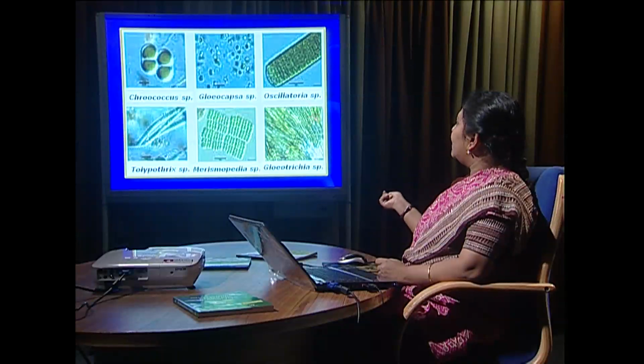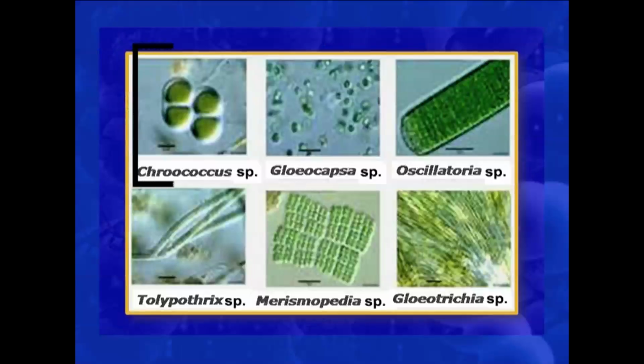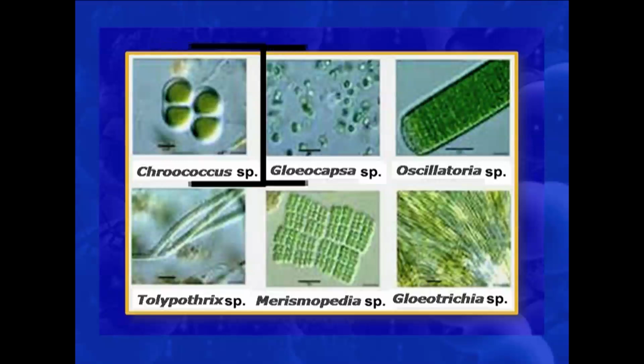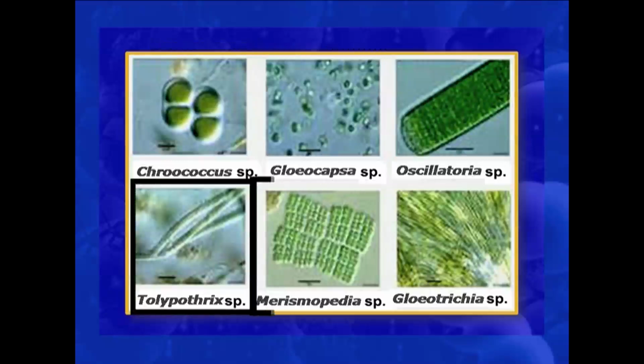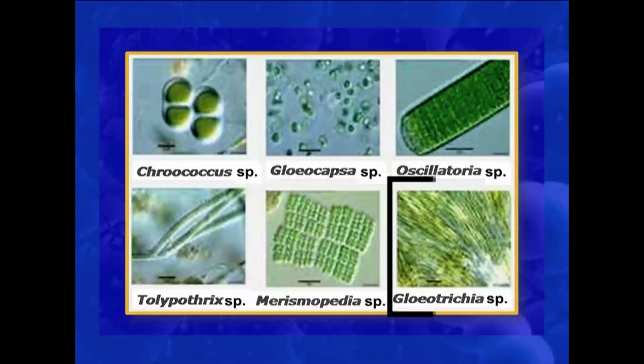These are the different types of cyanobacteria, including Chroococcus, Gloeocapsa, Oscillatoria, Tolypothrix, Merismopedia and Gloeotrichia species.